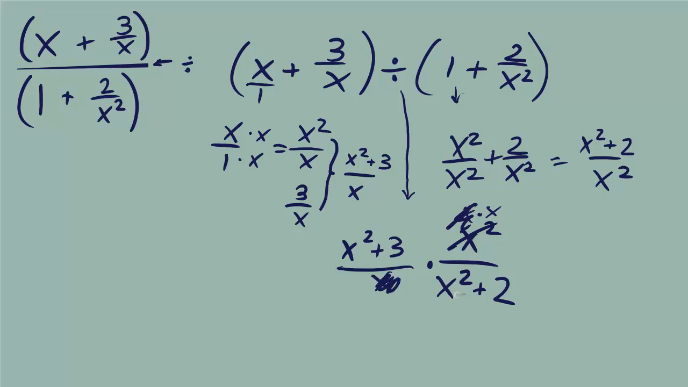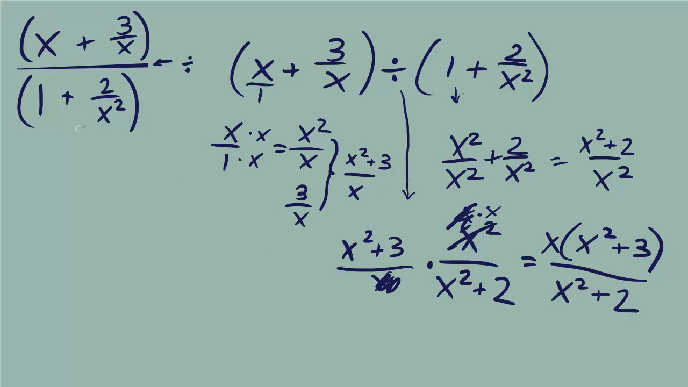But it looks like these two binomials cannot be factored. We don't have a difference of squares, and we definitely don't have two squares at all. We're ready to put together our final answer. We have x times this x squared plus 3 in the numerator. In the denominator, x squared plus 2. And that's a final answer.